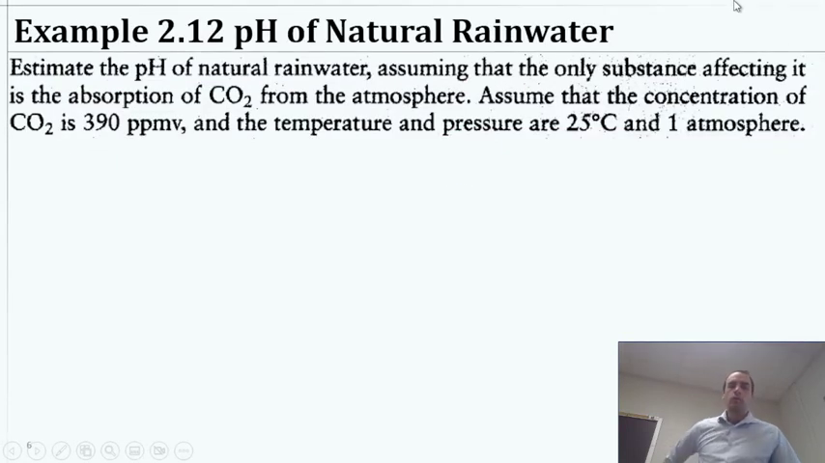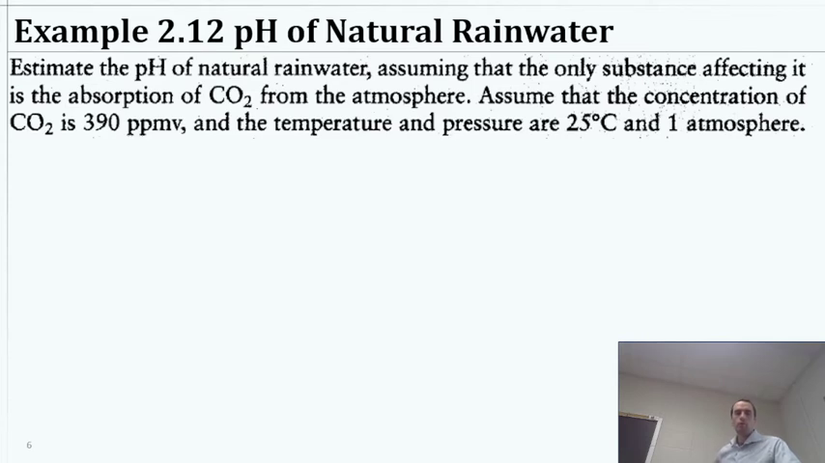Okay, so let's consider then, this book was published a little while ago, probably the first edition, probably 20 years ago or so. So when it was last revised, or whatever edition this was, we had a CO2 in the atmosphere about 390 parts per million by volume, and that typically increases about 1 to 1.5 per year based on human activity. And so right now we're probably a little more than that, but we'll just follow along their example here. So this problem says estimate the pH of natural rainwater, assuming the only substance affecting it is the absorption of CO2 from the atmosphere.